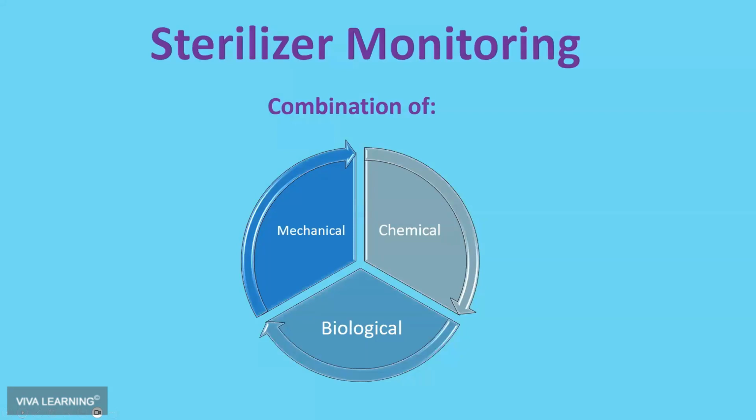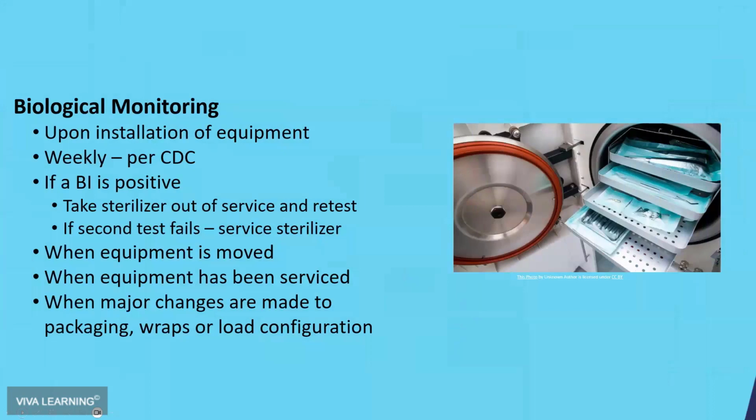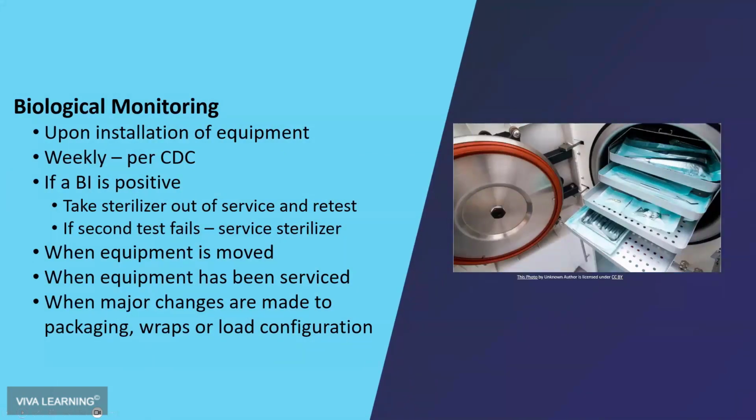It's a combination of mechanical, chemical, and biological monitoring. So we should be taking a three-pronged approach to monitoring the effectiveness of our sterilizers. So biological monitoring needs to be performed not just on that weekly basis that the CDC says, and some of our listeners may not be aware of the fact that your sterilizer must be calibrated or monitored with a BI or a spore test when it is installed in the practice.